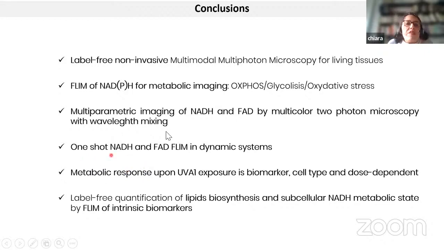With this technique, we demonstrated the metabolic responses to UVA. We demonstrated that this is biomarker, cell type, and dose dependent. And then we can establish new methods to quantify lipid biosynthesis and subcellular NADH metabolism inside the cells.